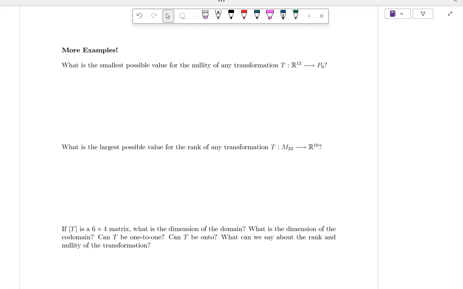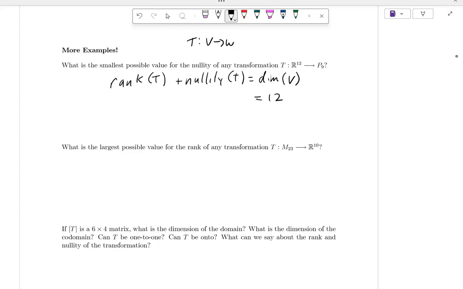So let's think about it with the rank nullity equation. Remember, the rank plus the nullity is the dimension of your input space, when I take my T going from V to W. So in this case, the dimension is 12, right? We agree? And then these two things have to balance each other out to get to the 12.